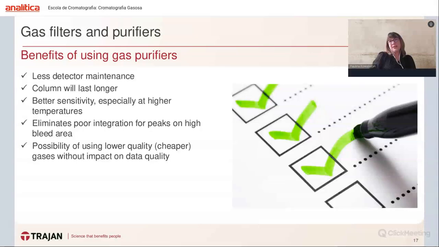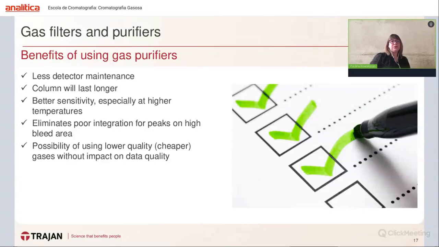So what is good in using the gas filters? What benefits would we get if we do have them installed in our system? So the presence of the gas filter will lead to less detector maintenance. So our detector will not be getting dirty as quickly. Our column will last longer, so we can save a little bit of our budget on not replacing the column as often.